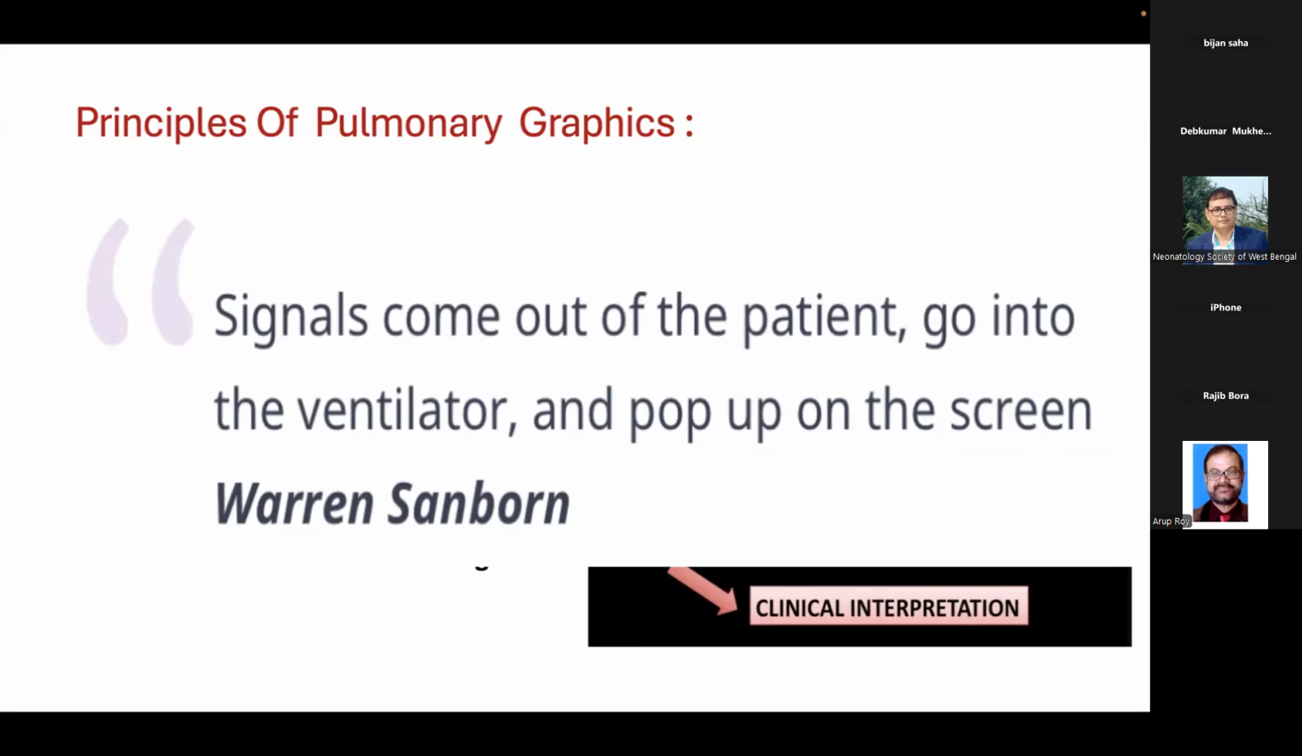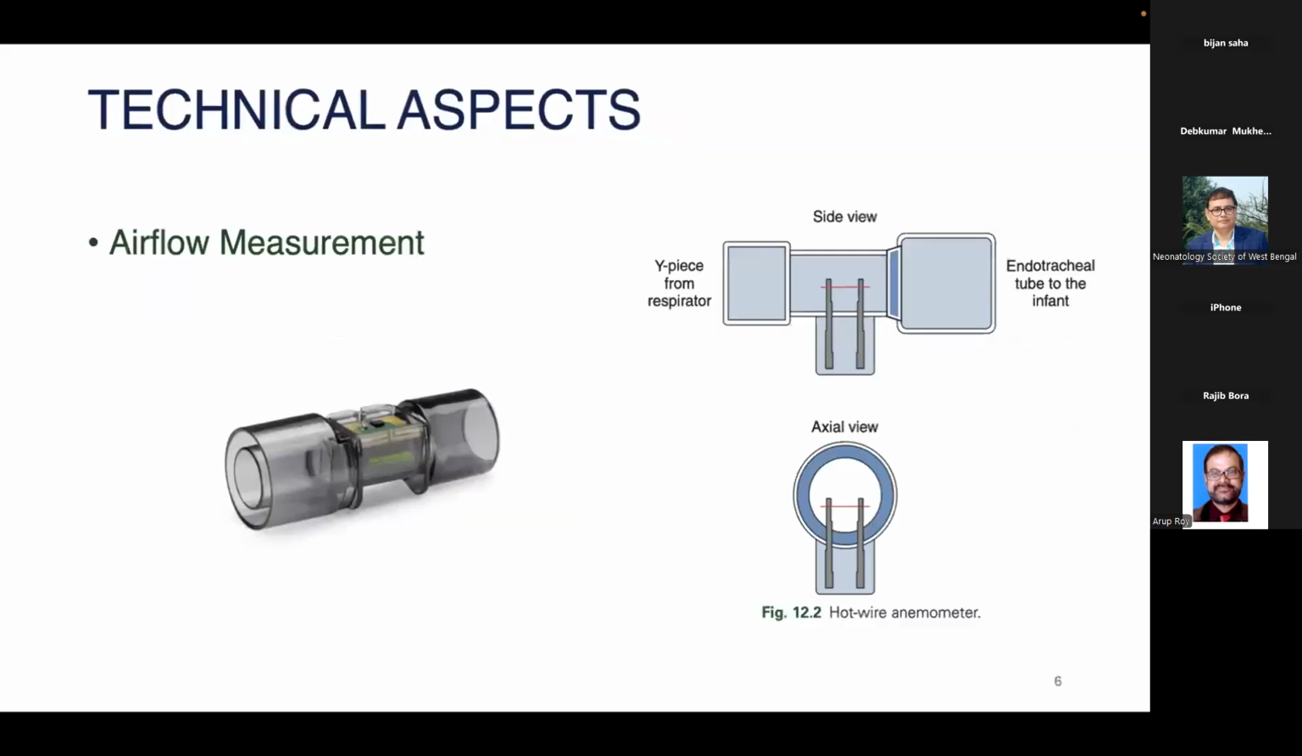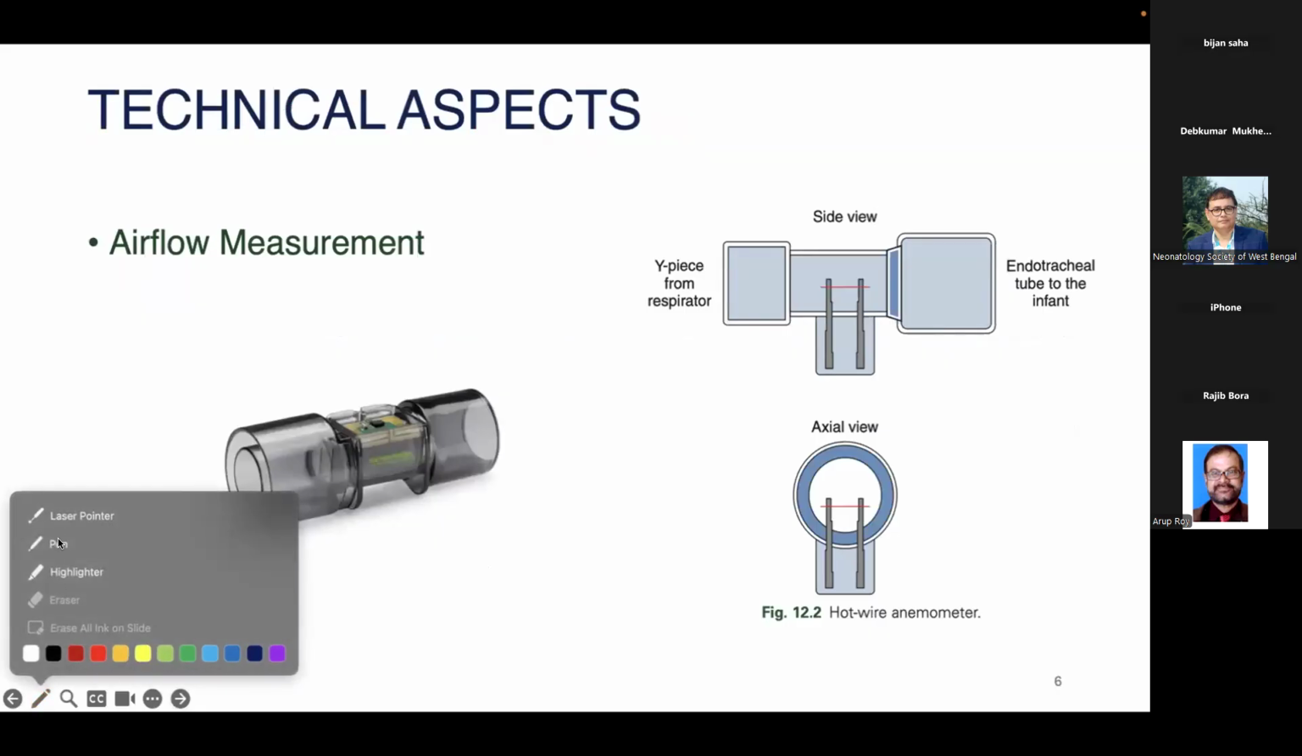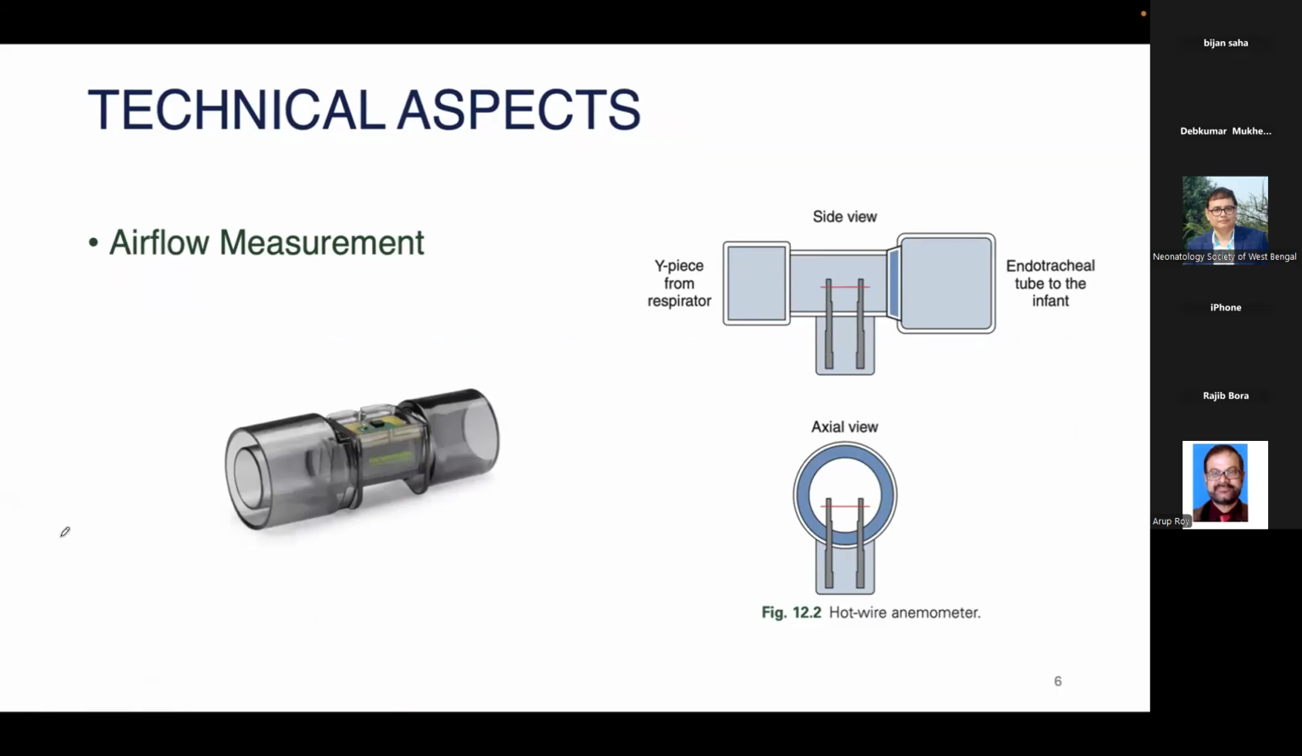And for all that to happen, for the machine to understand what is happening with the patient, the most important point is your flow sensor. If the flow sensor is not working in a particular machine, then there is nothing to do about graphics, and nothing will be displayed apart from probably the pressure curve. So while ventilating a neonate or any patient for that matter, we must be sure that the flow sensor is working properly.